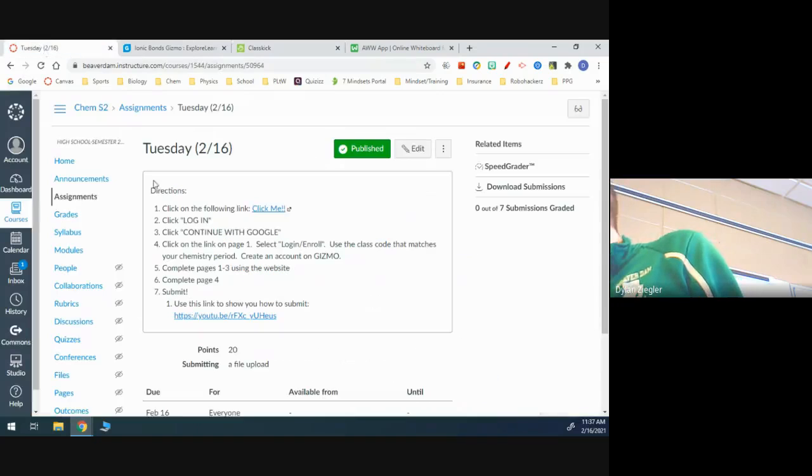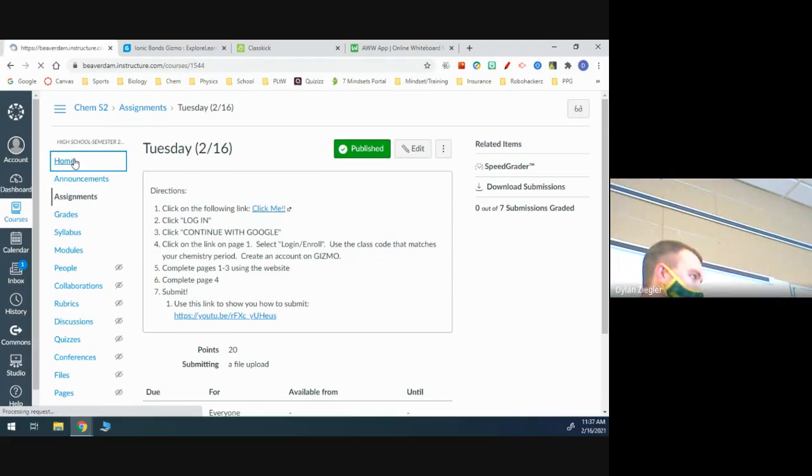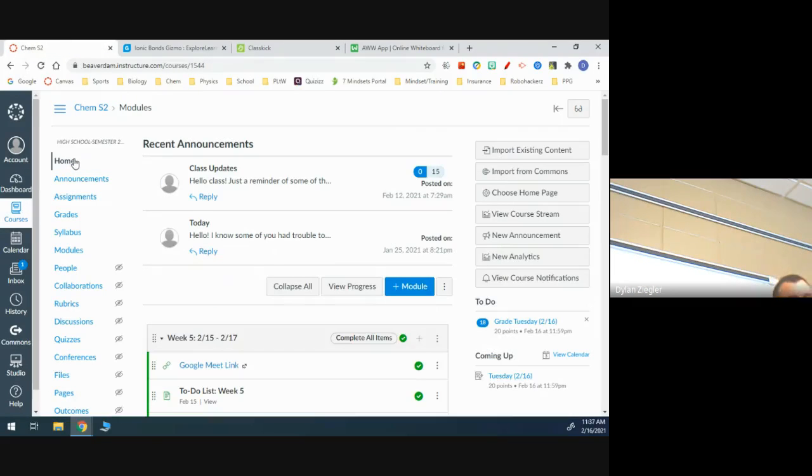When you go to Canvas, if you haven't opened it up yet, open up Canvas. A couple of housekeeping things that we got to walk through here. What's that? Oh, sorry, I thought someone was asking me a question.